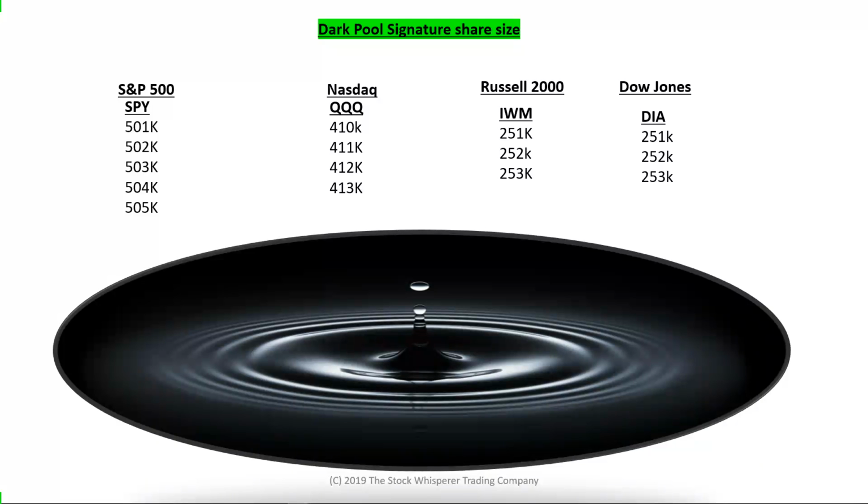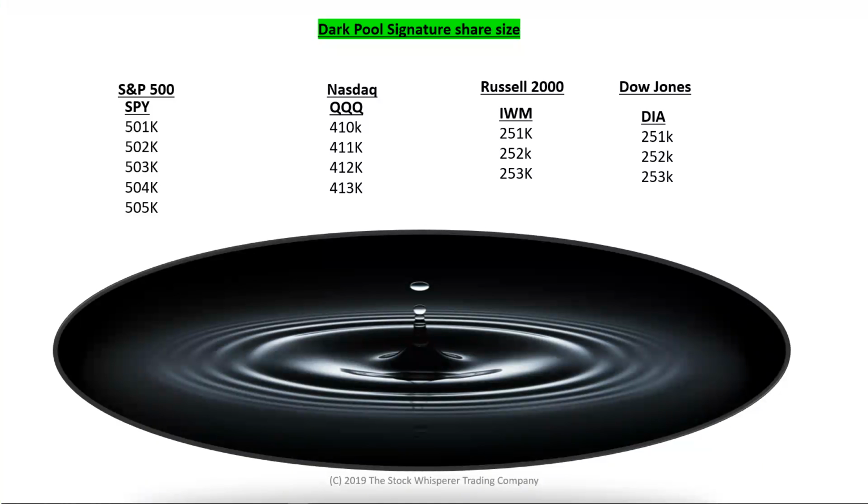So dark pool signature share size varies, okay, across the board. We have the S&P 500. The SPY has all those 501, 502, 503, 504, 505. One day we'll probably see a 506 when they run out of 505s. The NASDAQ is a little bit different. Starts with 410, 411, 412, 413. The Russell and the DIA, they like to half the Levi's. They're half of a Levi, 251, 252, 253, could be 254.